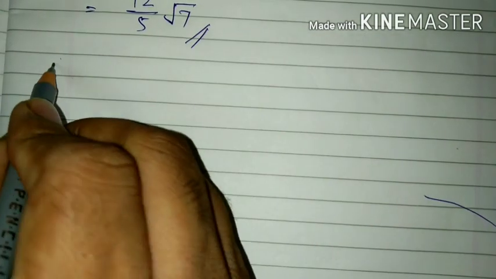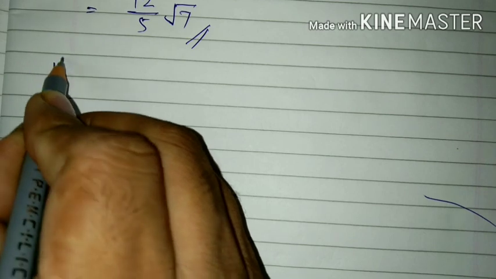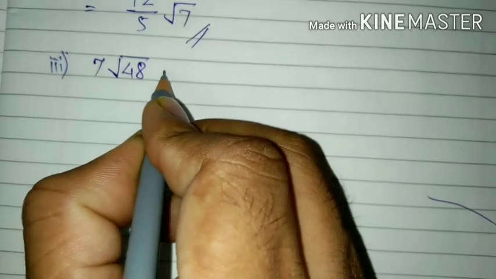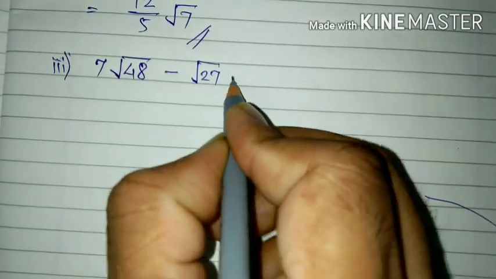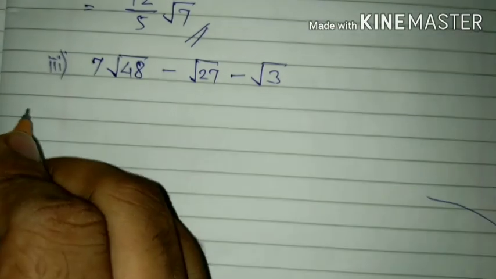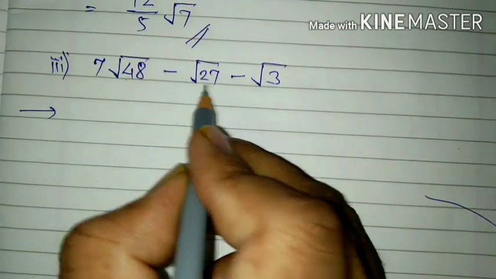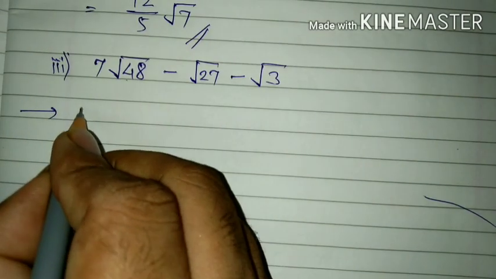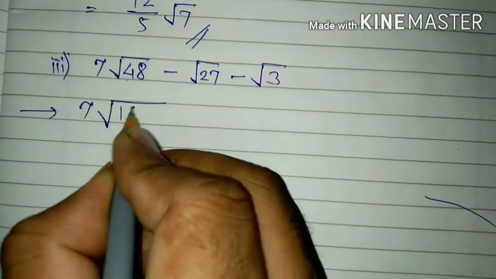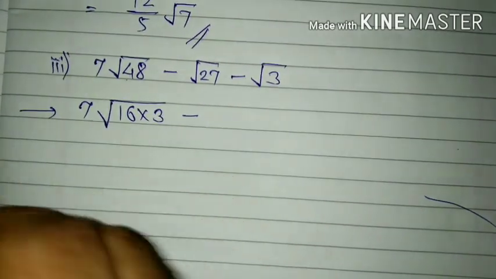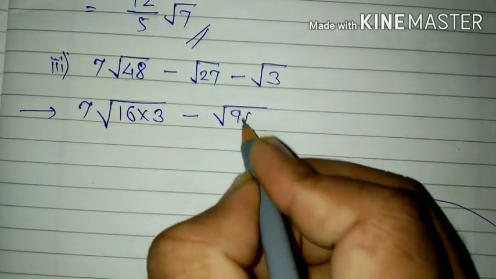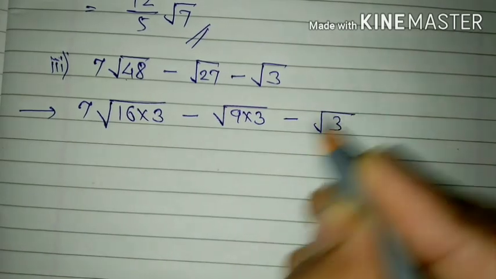Let us see one more example. If you want to understand again, you can pause it. It is 7 root 48 minus root 27 minus root 3. Okay, see here, root 48, root 27, root 3 are not like surds. So let us convert them into like surds. 7 under root of 16 into 3. Why 16 into 3? 16 is the square of 4. Good. Under root of 27, that means 9 into 3 minus root 3.